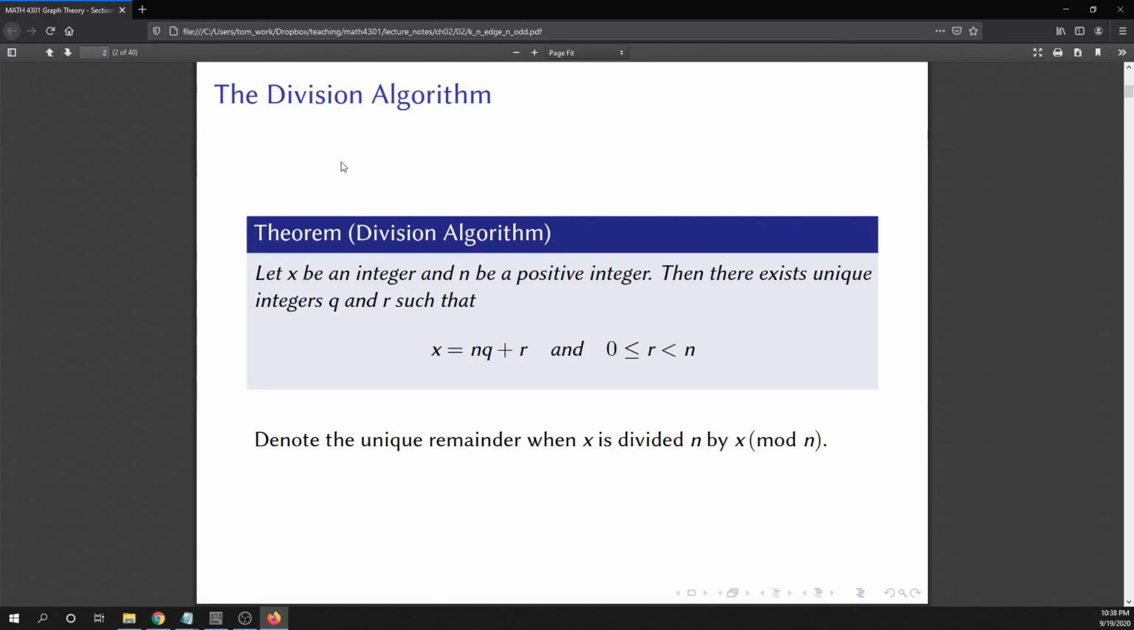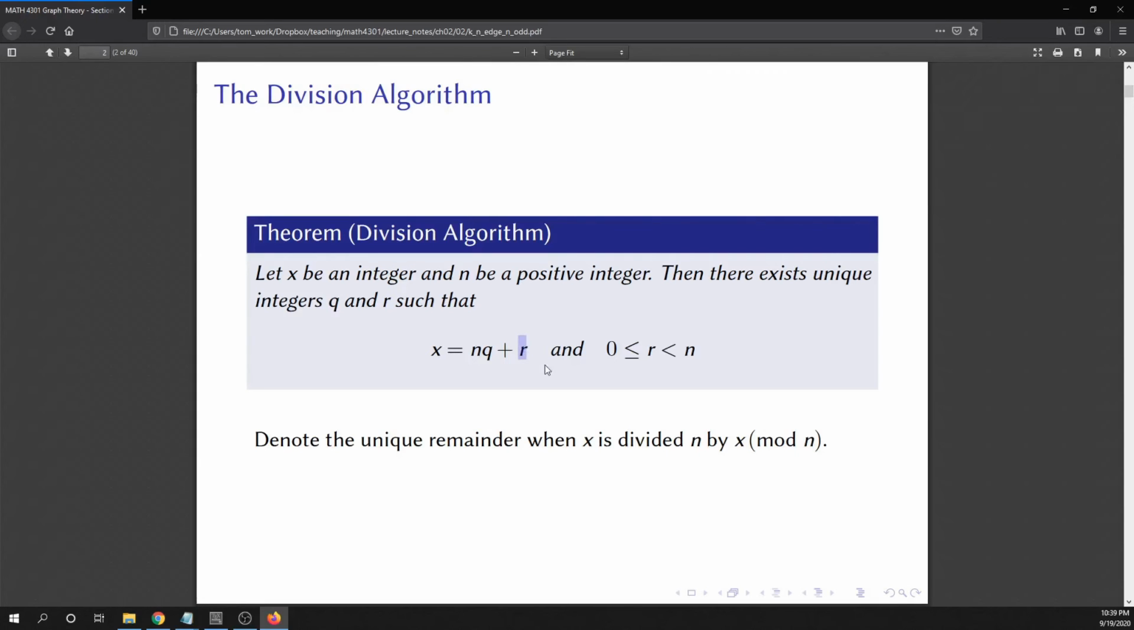So here we are going to talk about the division algorithm. We are not going to prove this, just take it as given, although it's not super hard to prove. It says let x be an integer and n be a positive integer. Then there exist unique integers q and r such that x equals nq plus r, and r is greater than or equal to 0 and less than n. So q stands for the quotient and r for remainder here.